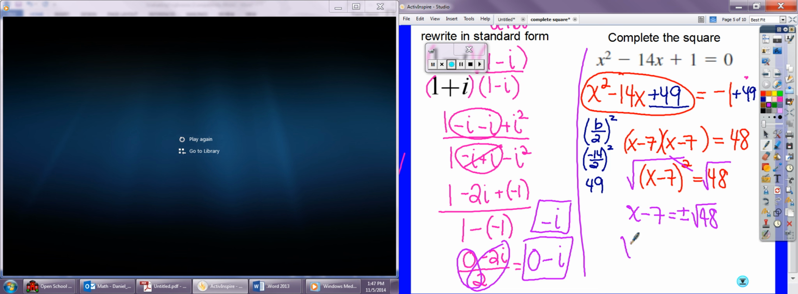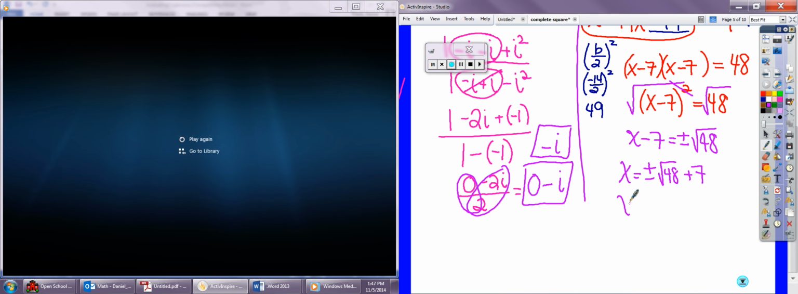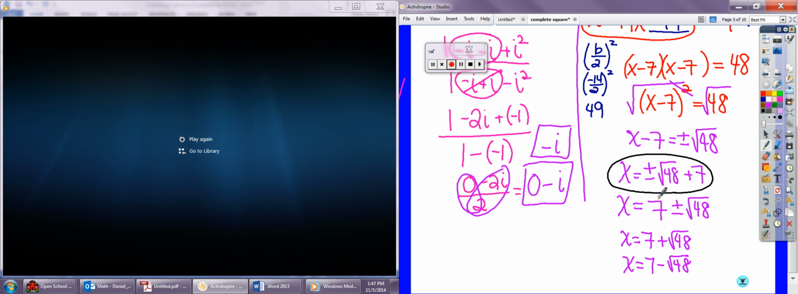And again, we're solving for x. So I still need to add 7 to both sides. So my final answer is positive or negative square root of 48 plus 7, that can also be written as 7 plus or minus square root of 48. And again, if I want to write it separately, I can have x equals 7 plus square root of 48. And what would the other answer be? 7 minus the square root of 48. So these are three different forms of the same answer. That's correct, and that's correct.